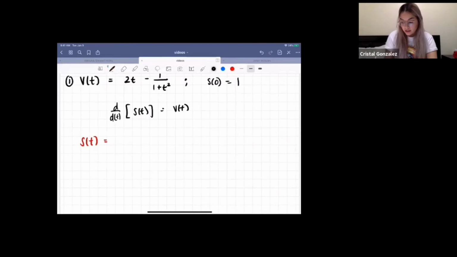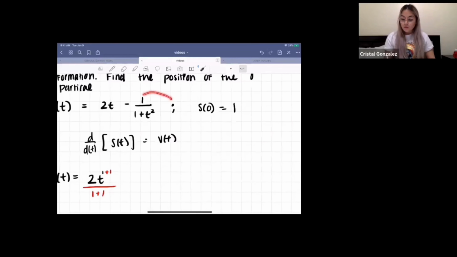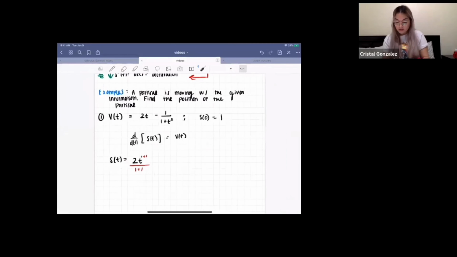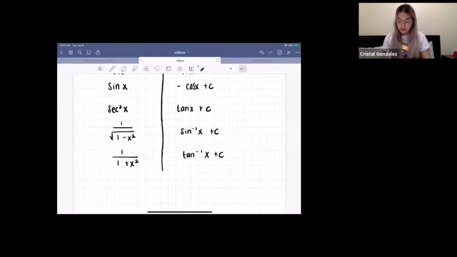So if I take the antiderivative, I'm going to get 2t. I need to increase my exponent by 1. I have a 1 here, plus a 1 here. So I'm going to do 1 plus 1 at the bottom, which is this 2. And then what do I do with this? I don't know. Hopefully, maybe when you pause the video and try it yourself, you're like, I don't know what to do. Let's look. Does any of this look familiar over here? Oh, I see it.